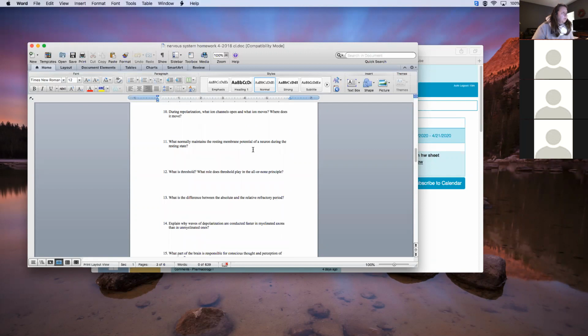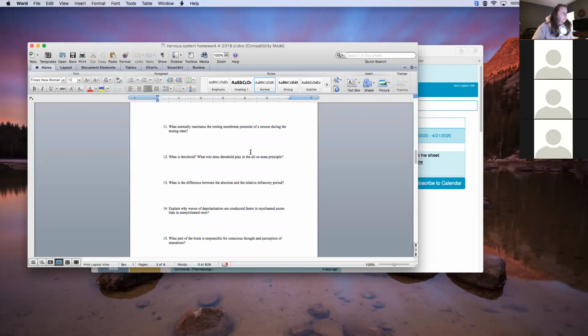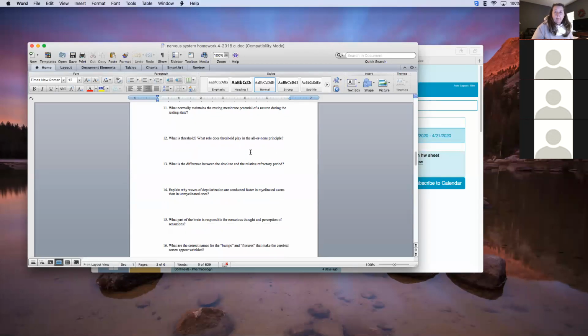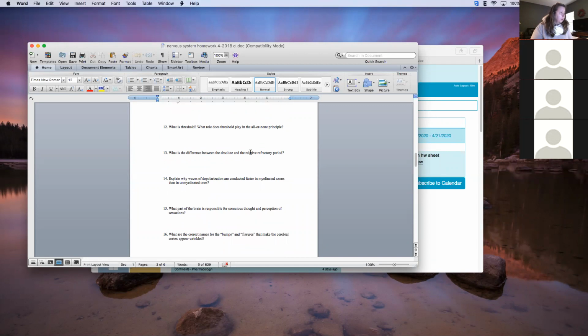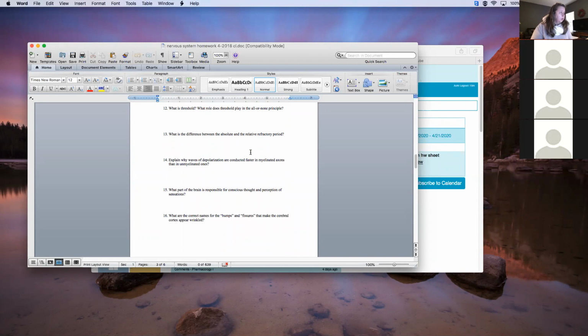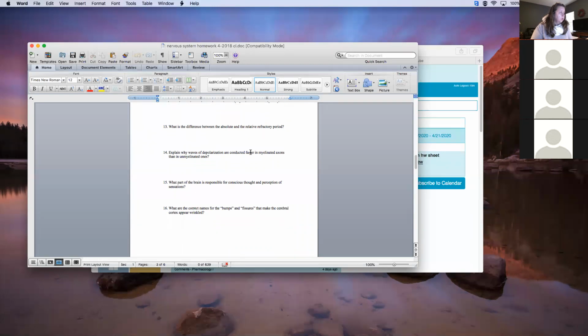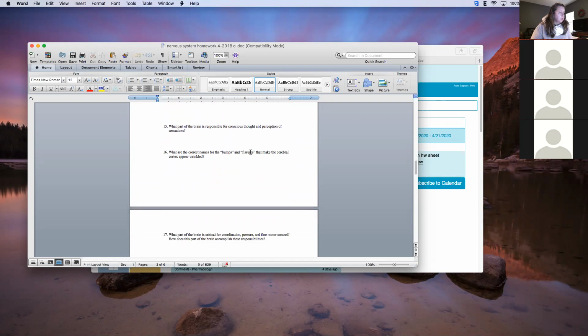Resting state, for 12, you don't need to know number 12. You don't need to know threshold. You don't need to know number 13. For 14, remember, myelin always sends things faster. Myelinated axons, it's like an insulator, so it helps the signal go faster. You don't need to know 15. You don't need to know 16.